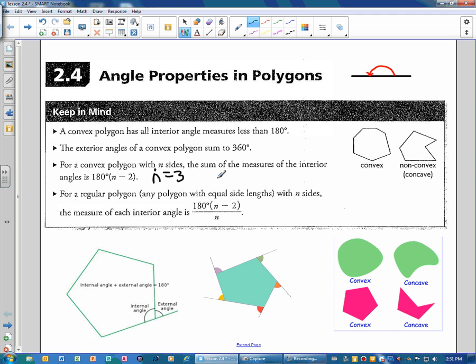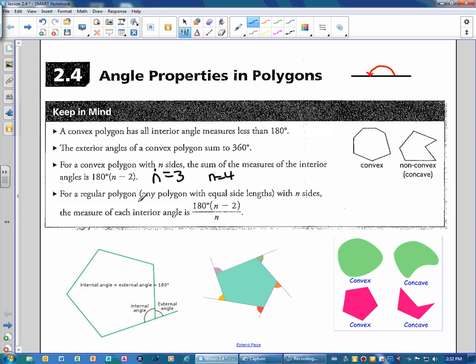How about a quadrilateral or a square or a rectangle? It would have 4 sides. N equals 4. Okay. So let's take a perfect square. A perfect square would have 4 90 degree angles on the inside. So 4 times 90 is 360. So the interior angles of a square would add to 360. So have a look at our formula. If we plugged in 4 for n, we'd have 4 minus 2 is 2. 2 times 180, 360. So you can use this to calculate the interior angles of any sided shape.